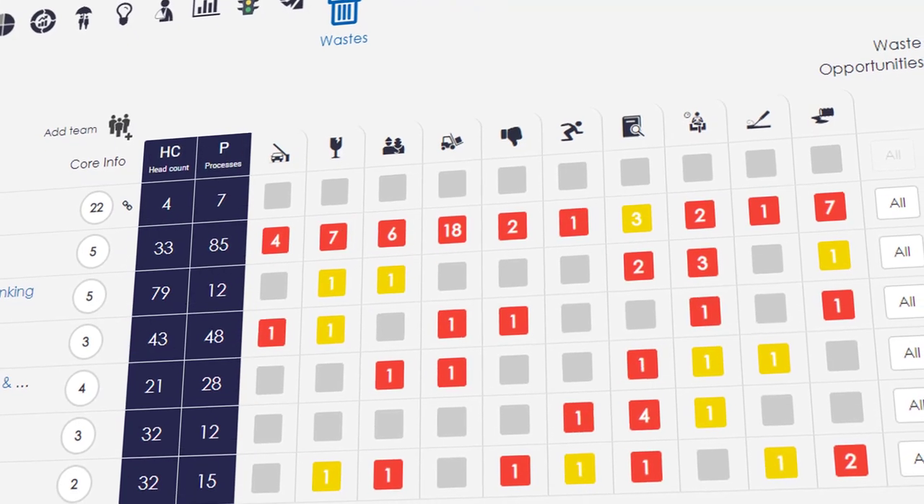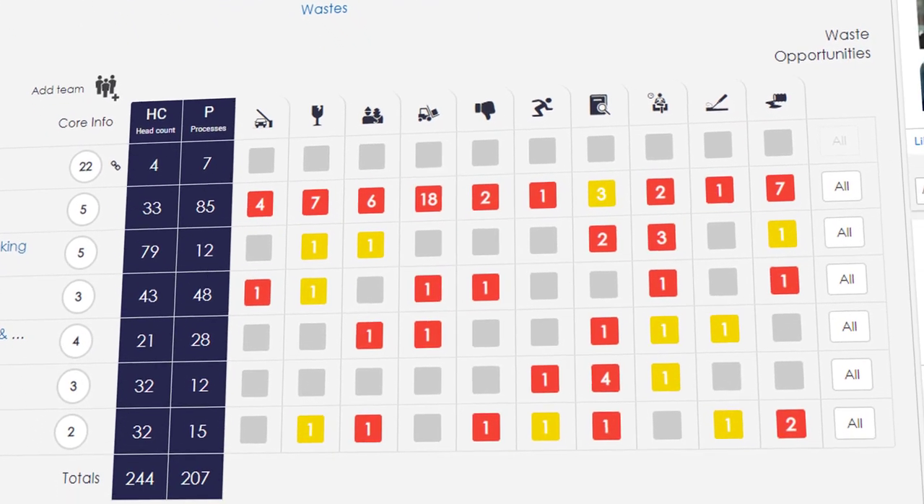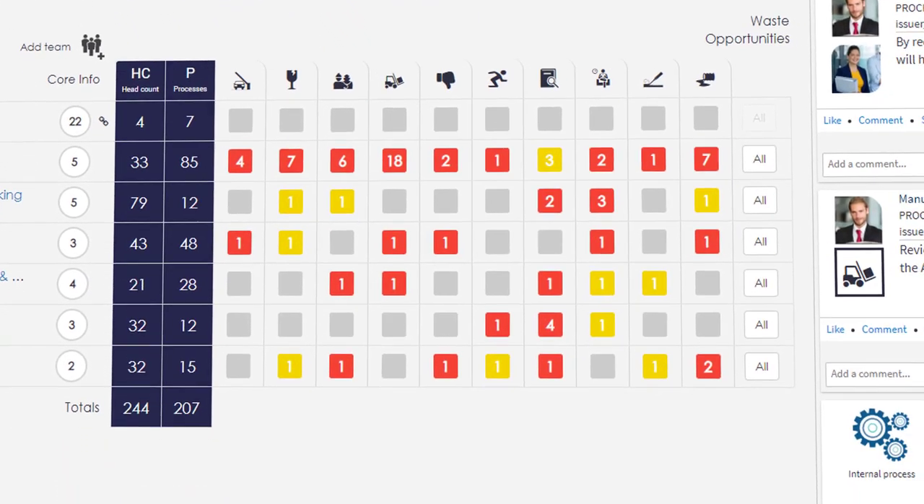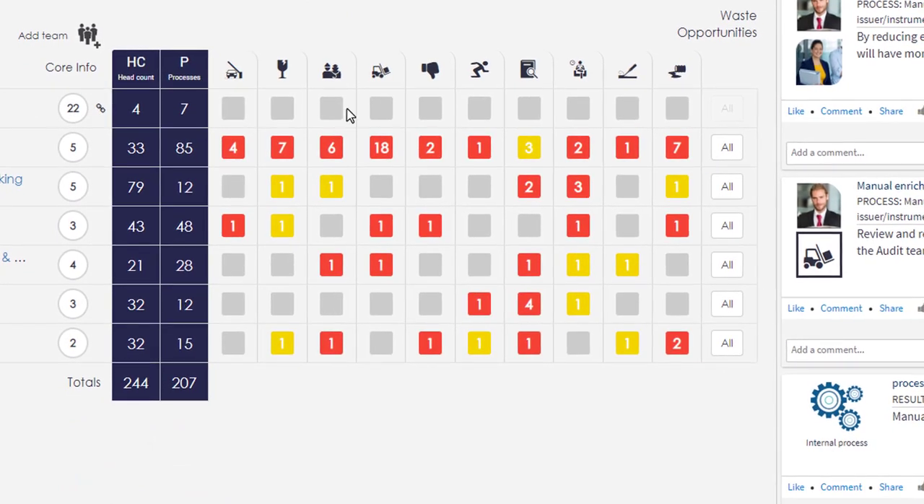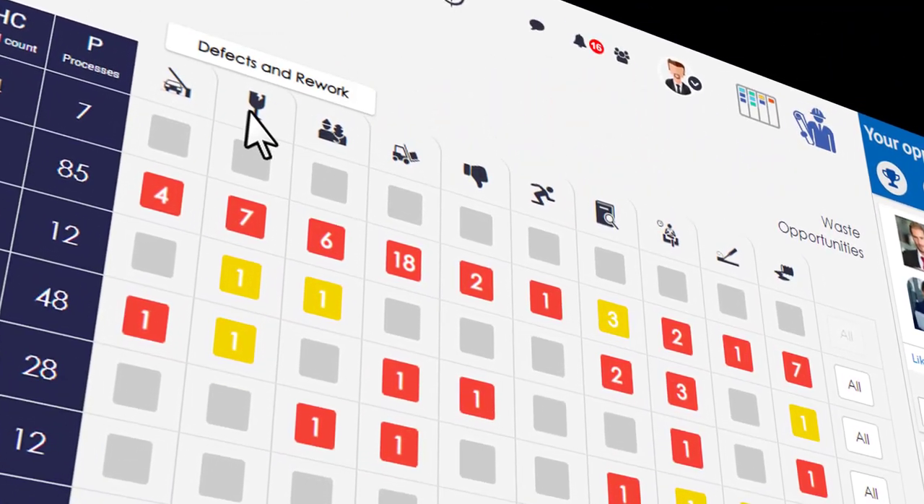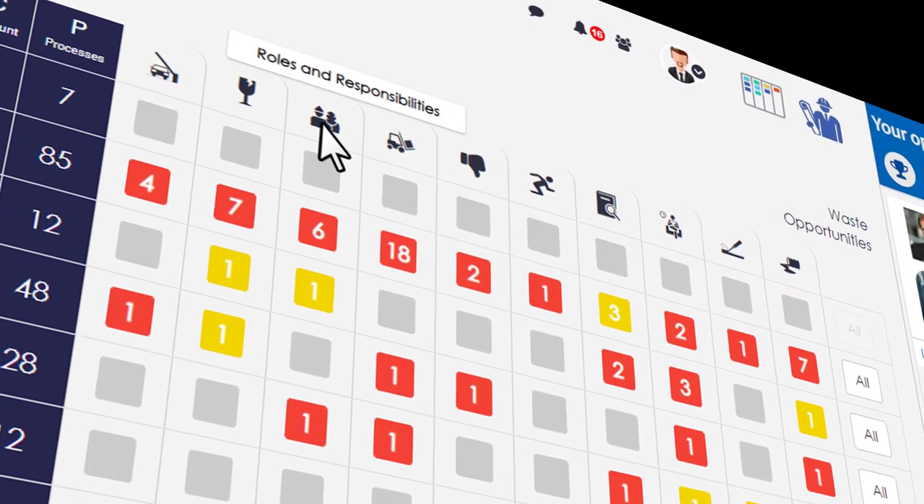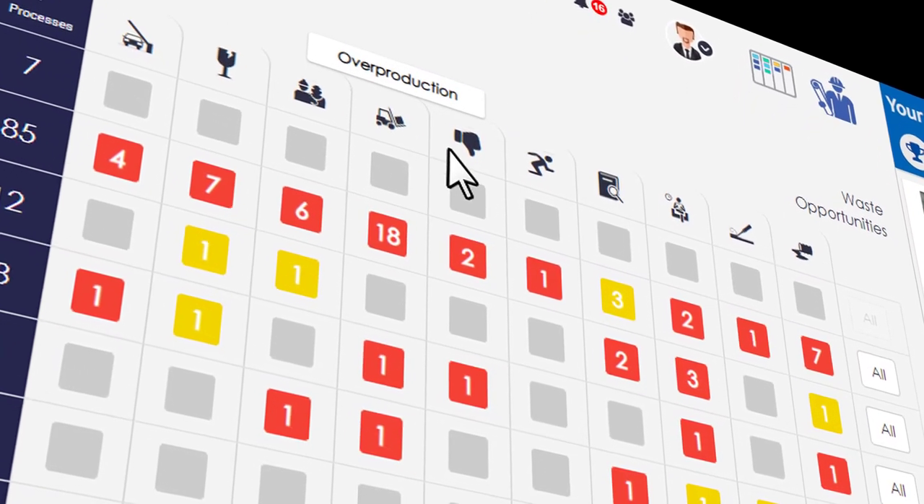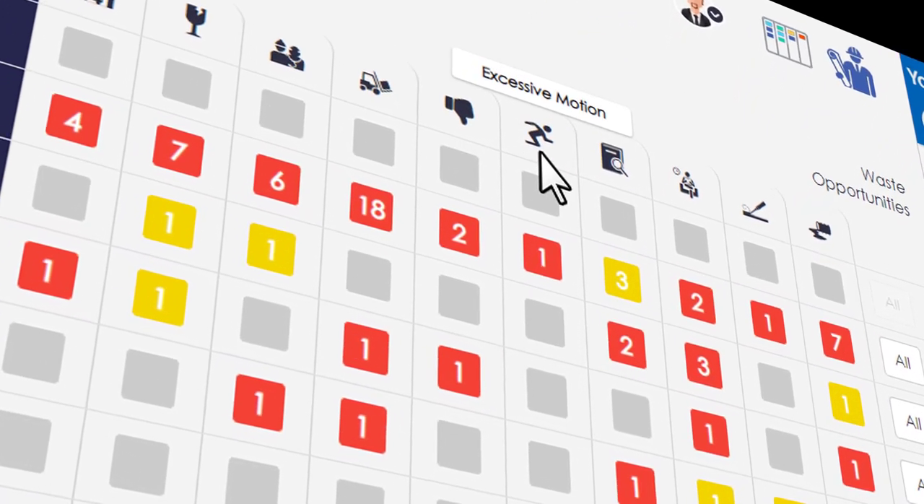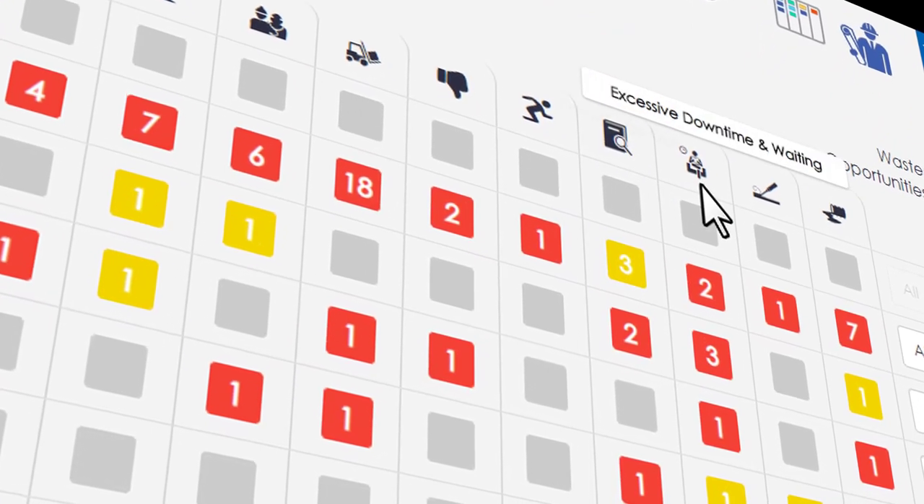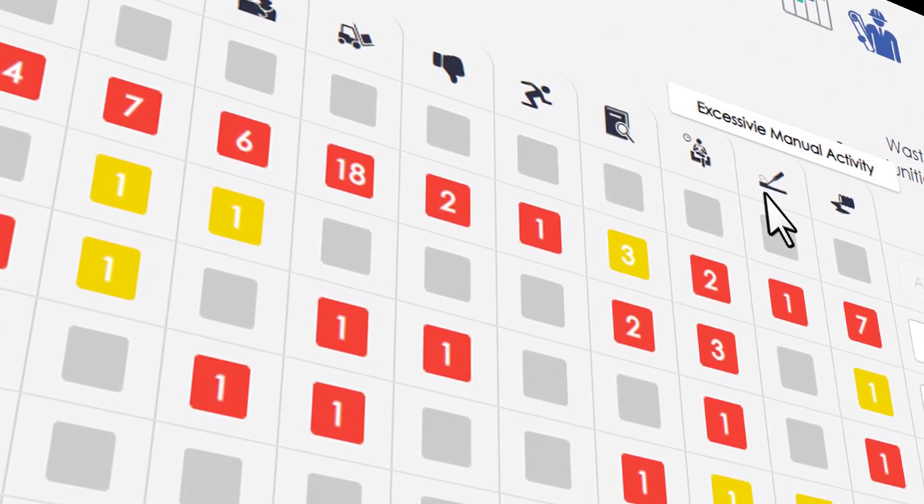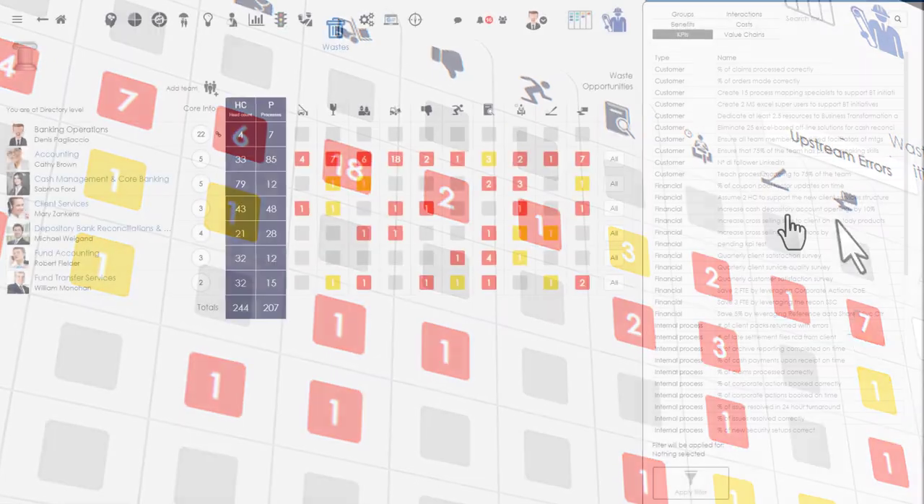Waste types are fully customizable to fit your process optimization strategy. Waste opportunities that we propose include excessive controls, process defects, role and responsibility confusion, overproduction, substandard services, excessive motion, knowledge gaps, downtime and waiting, excessive manual activity, and upstream errors.